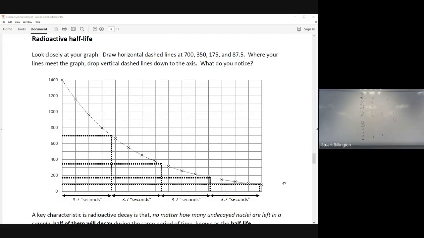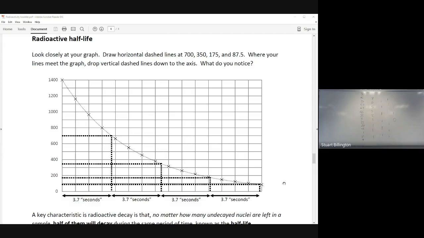Well, let's use the graph and find out how long it takes to get rid of half of those, to get rid of 350 of them. So we go down on the graph, on the axis on the left-hand side to 350, and we draw the line across until it hits our graph, and then we drop it down, and wow, look at that. It takes another 3.7 throws to get rid of half of what I had left.